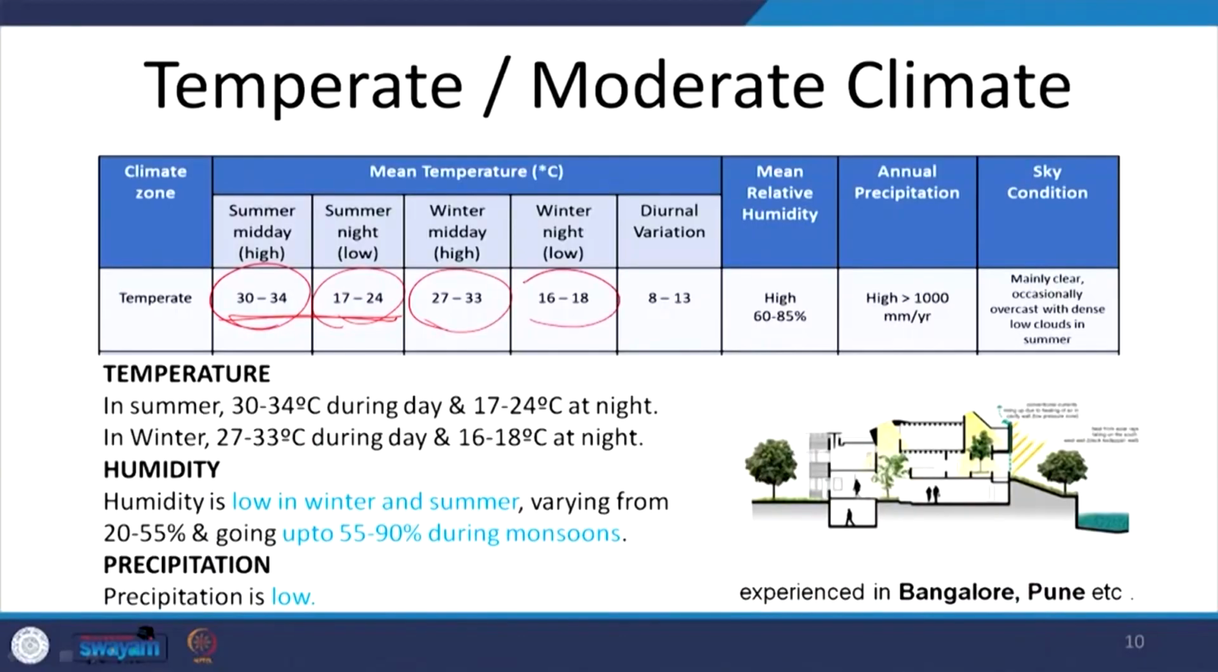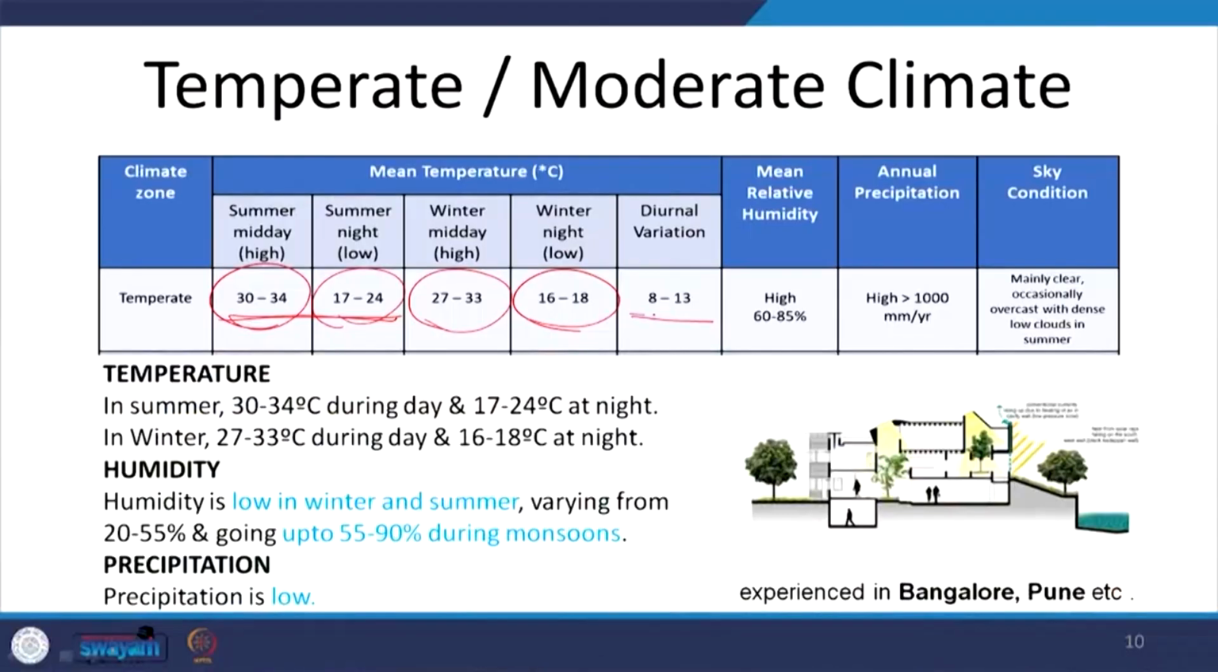The winter night temperatures are also very close to the comfort range, with very low diurnal variation. Now, relative humidity is on the higher side, 60 to 85%, and annual precipitation is higher than 1000 mm per year, which is not too high as well. And sky conditions are mainly clear, but in summers it is an overcast sky.